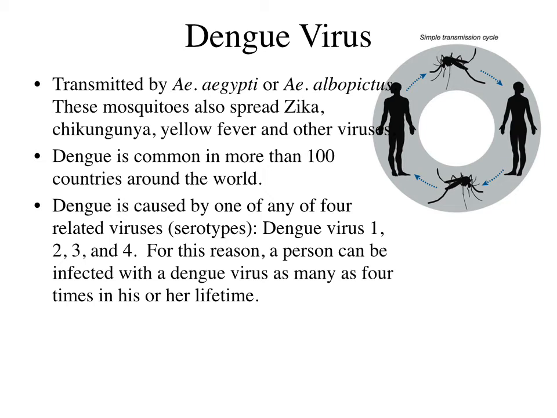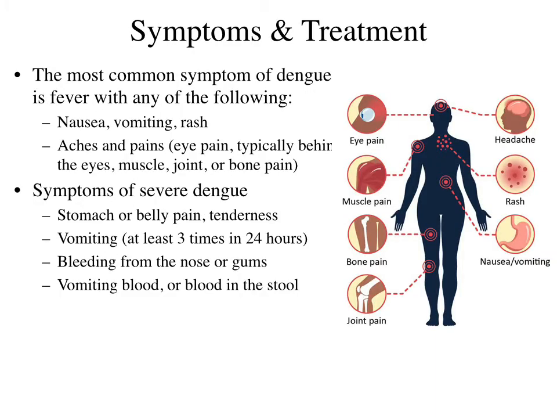Dengue is caused by one of any of 4 related viruses, cleverly named dengue virus 1, 2, 3, and 4. For this reason, a person can be infected with the dengue virus as many as 4 times in his or her lifetime. Mild symptoms of dengue can be confused with other illnesses that cause fever, aches, and pains, or a rash. Symptoms of dengue typically last a few days, and most people will recover after about a week. There is no specific medication to treat dengue.